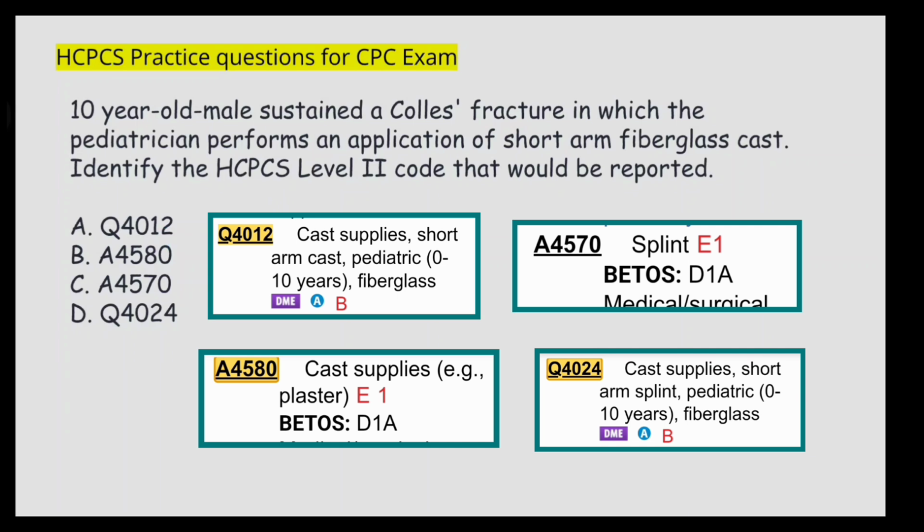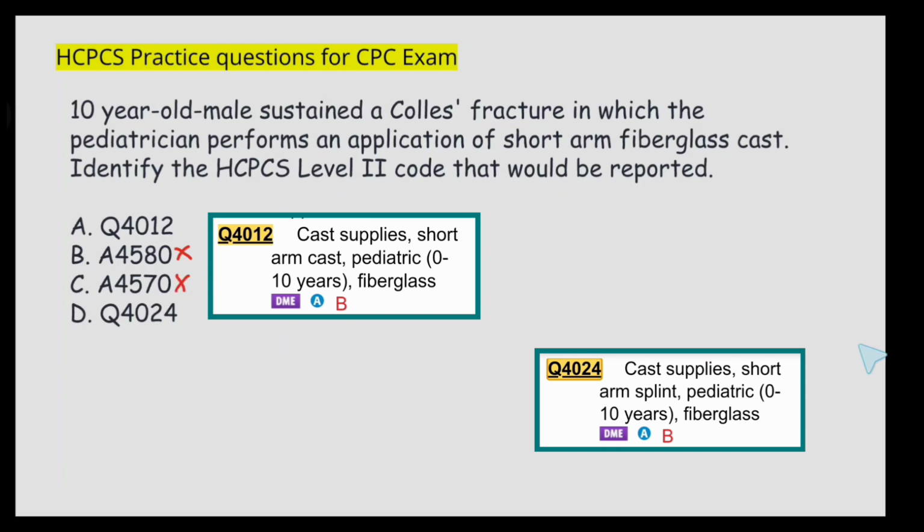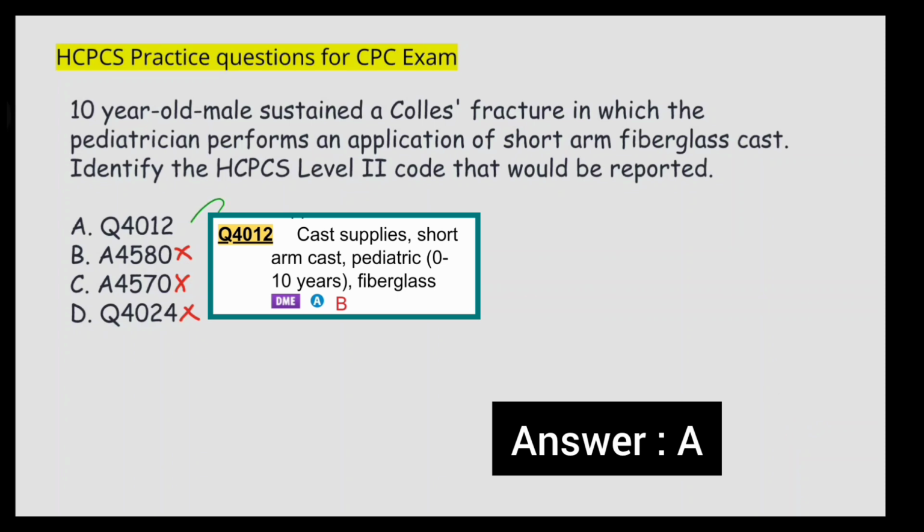We'll eliminate option B, A4580, because that is for cast supplies, example, plaster. In the scenario, plaster is not mentioned. They have mentioned fiberglass cast. So we'll eliminate option B. And coming to option C, A4570, that is for splint. In the scenario, they have not mentioned splint, so eliminate option C. In option D, Q4024, they have mentioned short arm splint, but in the question they have given short arm fiberglass cast. So we have to code for short arm cast, that is Q4012. We cannot code Q4024. Eliminate option D. Option A is the right answer.